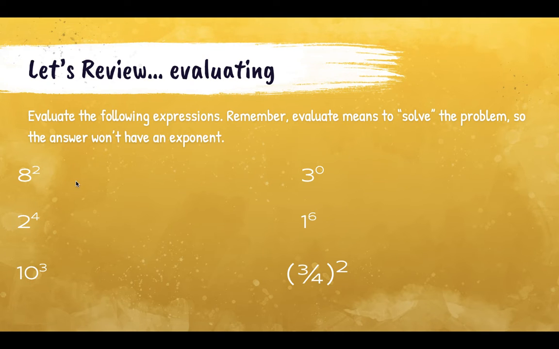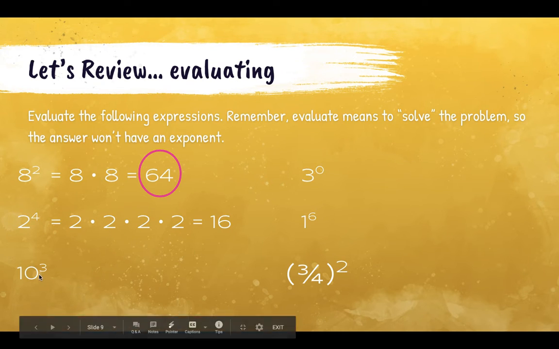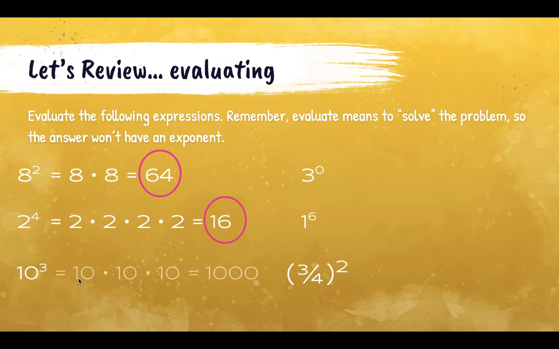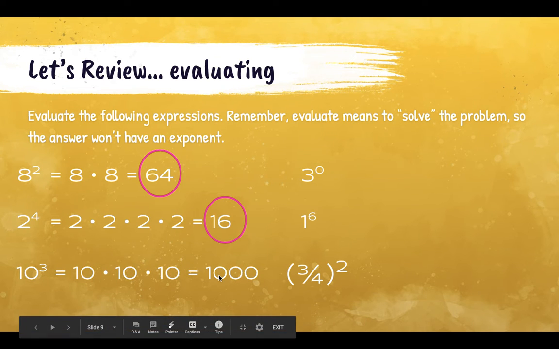All right, so we have 8 to the second power. That means it's 8 times 8 is 64. 2 to the fourth power. That means we're going to multiply 2 times itself 4 times. 2 times 2 times 2 times 2 is 16. 10 to the third power. That means we're going to multiply 10 times itself 3 times. 10 times 10 times 10 is 1,000.